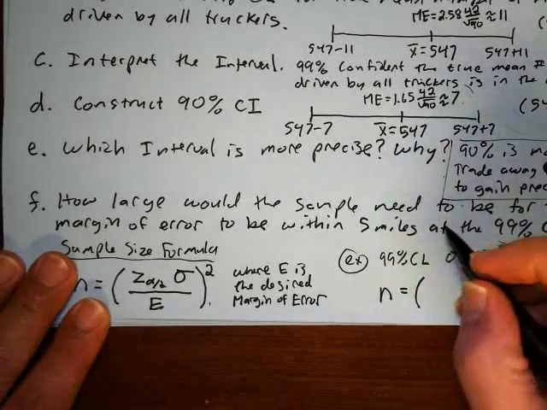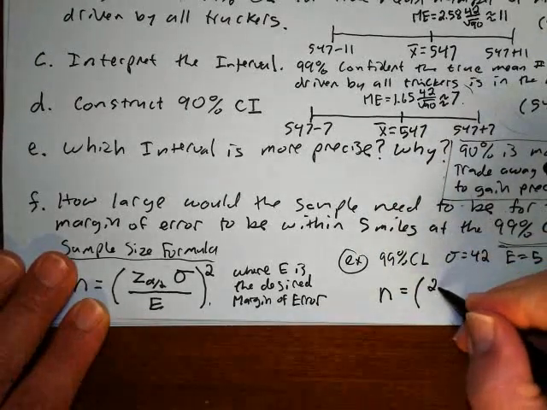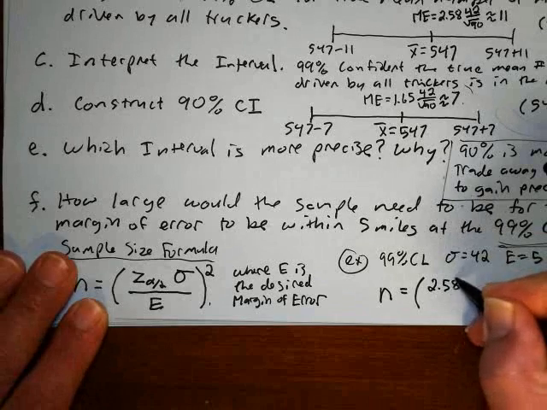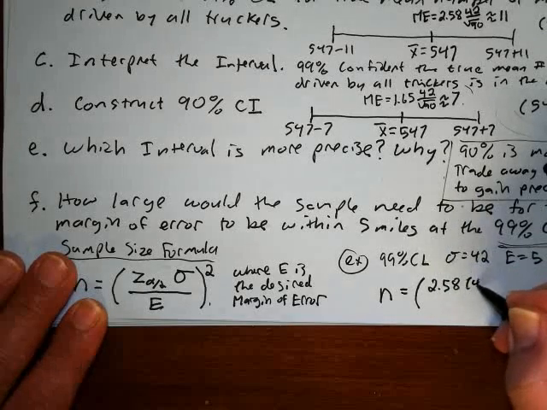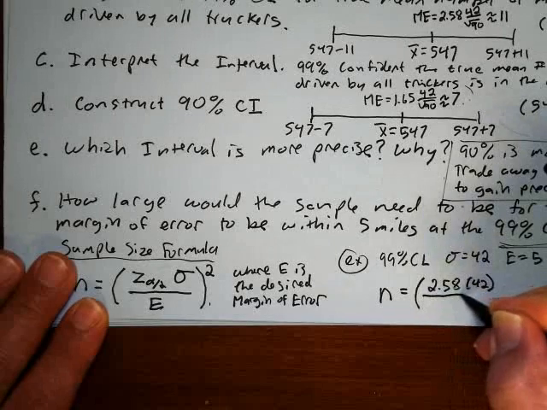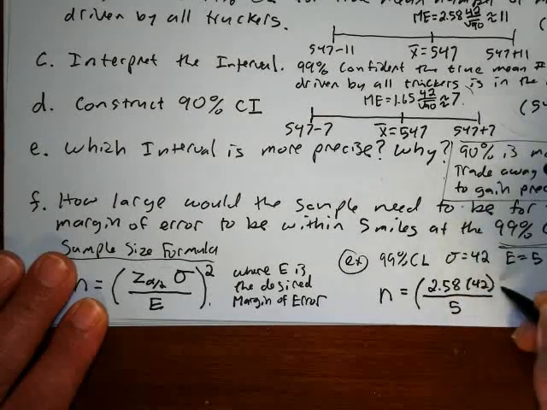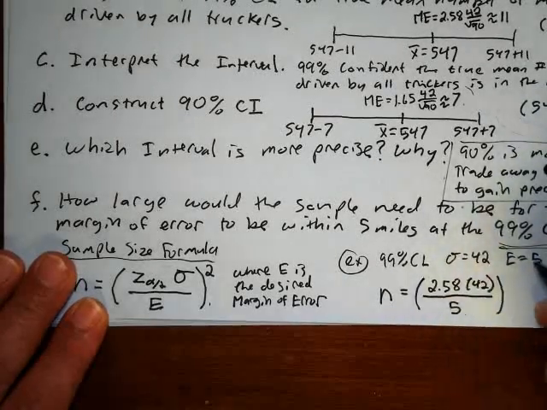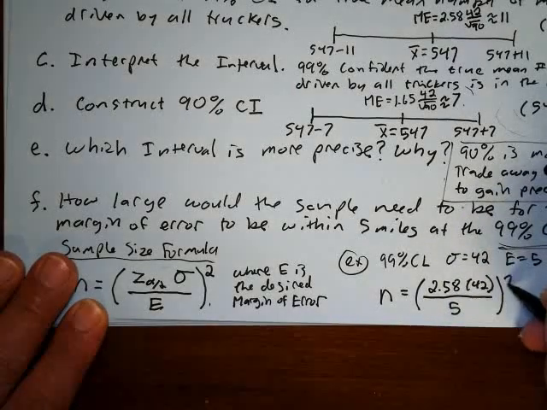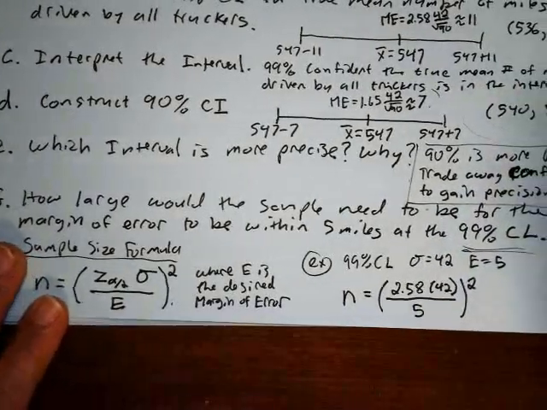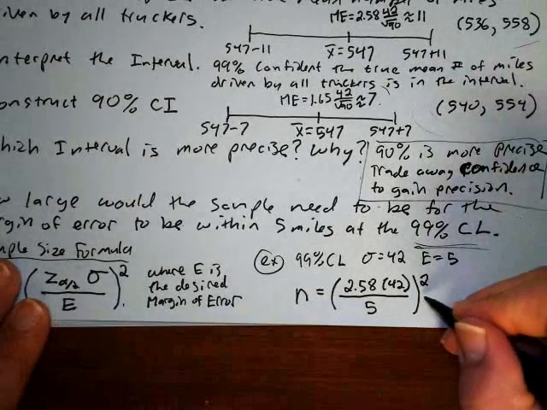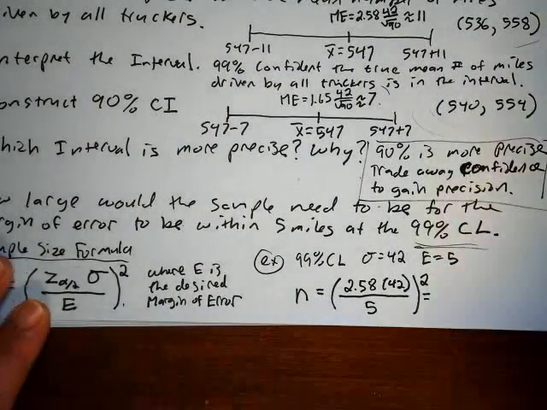Okay, for the 99% confidence, the critical Z value is 2.58. Multiply that by 42. Divide all that by 5. Okay, so the desired margin of error on the bottom. And then you're going to square that. Okay, and this is going to give you your N.